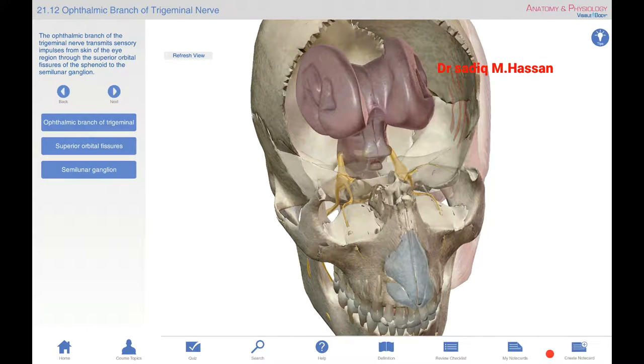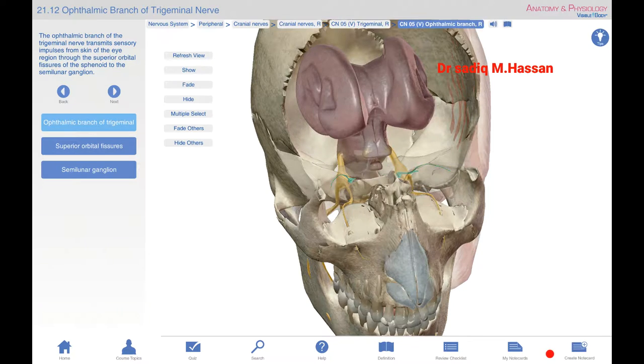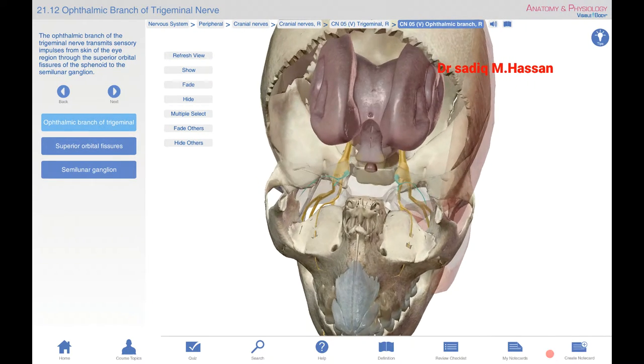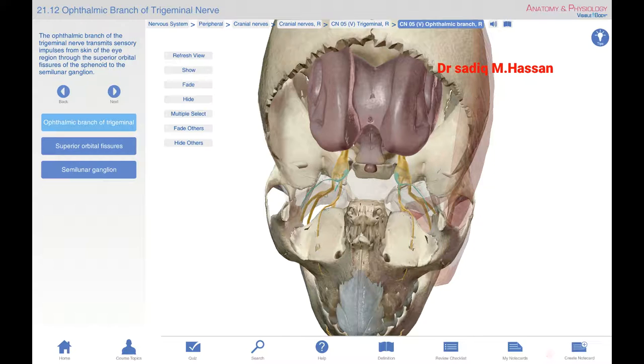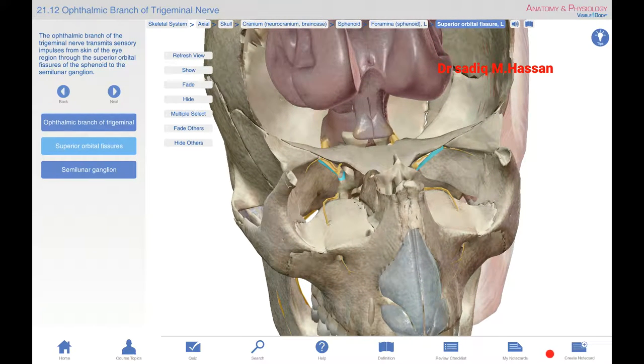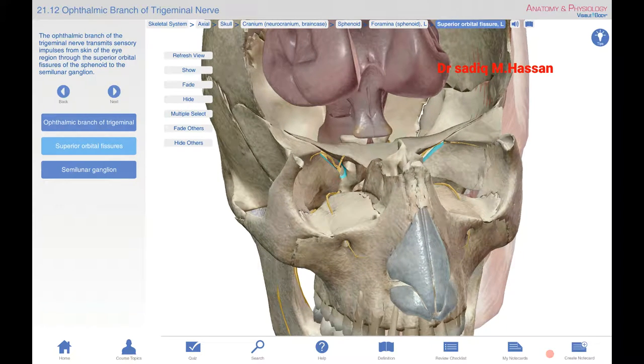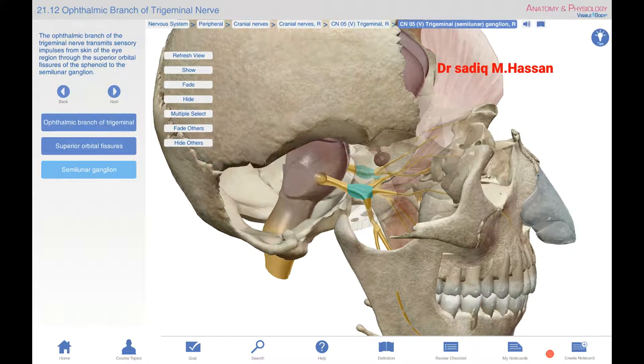Now we have reached the ophthalmic branch of the trigeminal. Let us see what it's doing and what structures it reaches. Here we clearly see it exits through the superior orbital fissure, where the optic nerve also exits. And this is the semilunar ganglion.